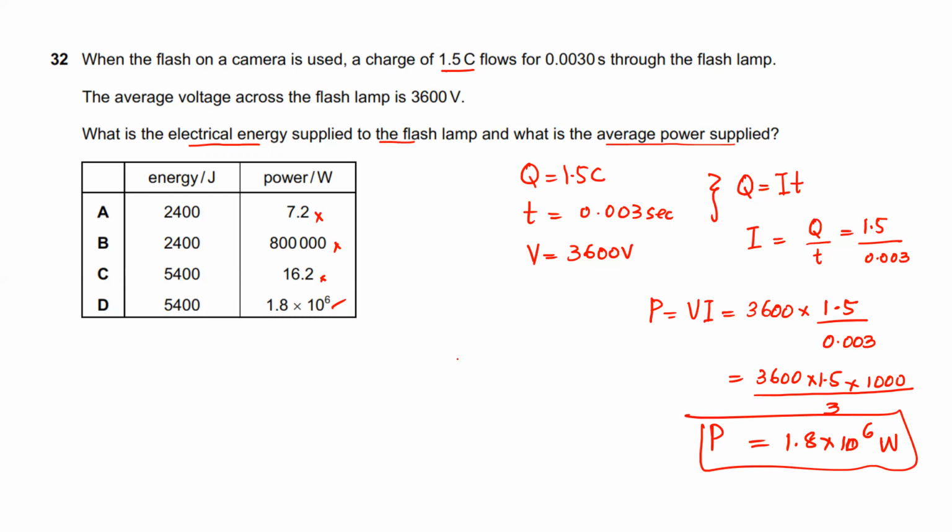So for the energy, remember we have solved such a question earlier as well. Energy is power multiplied by time. So just multiply 1.8 times 10 to the power 6 by 3 divided by 1000. So it comes out to be 5400 joules. So answer D is the right choice we have.